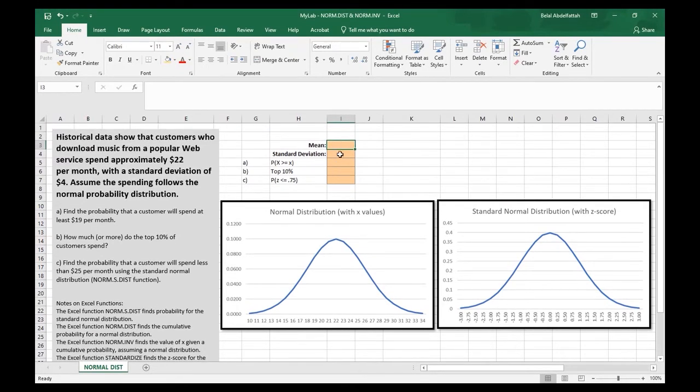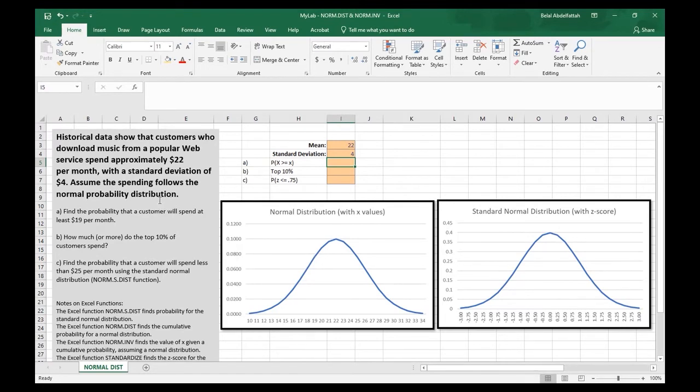We need to know the mean and the standard deviation, which is given to us in this problem. So the mean is $22 and the standard deviation is 4. Part A is asking for the probability that a customer spends at least $19 per month. I did create a normal distribution curve as well as the standard normal distribution so we can get a better understanding of what we're trying to do here.